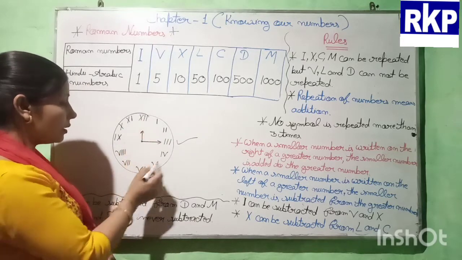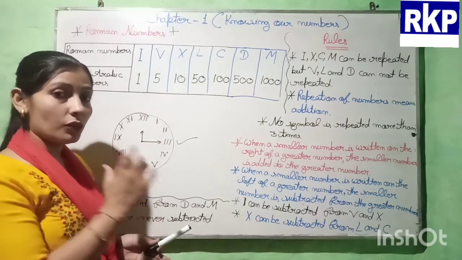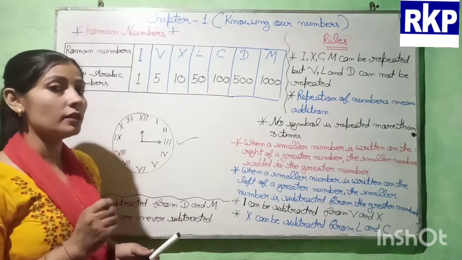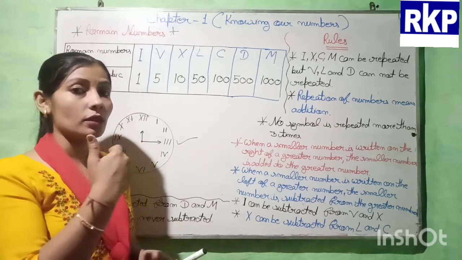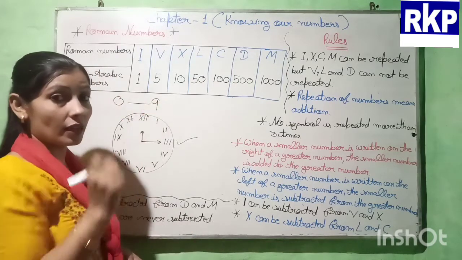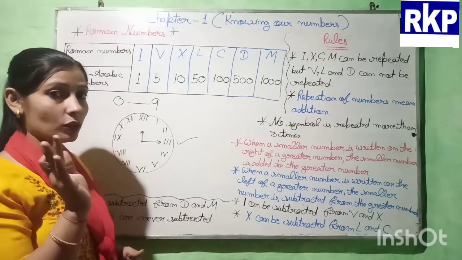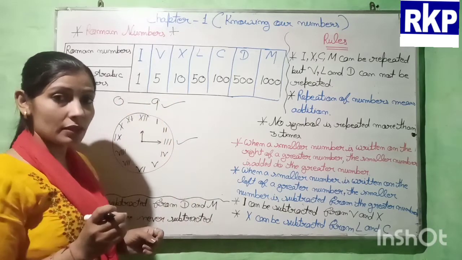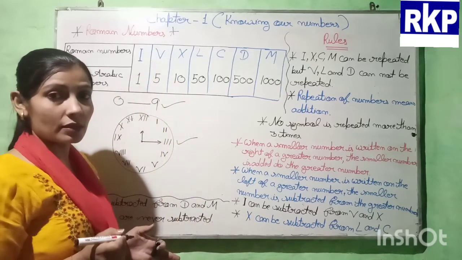Here these are the Roman numbers, and according to Roman numbers we use only 7 symbols. There are only 7 symbols in the Roman numbers, and in Hindu Arabic numerals there are a total of 10 symbols. From 0 to 9 there are 10 symbols: 0 1 2 3 4 5 6 7 8 9. So total 10 symbols are there in Hindu numerals, and only 7 symbols are there in Roman numerals.